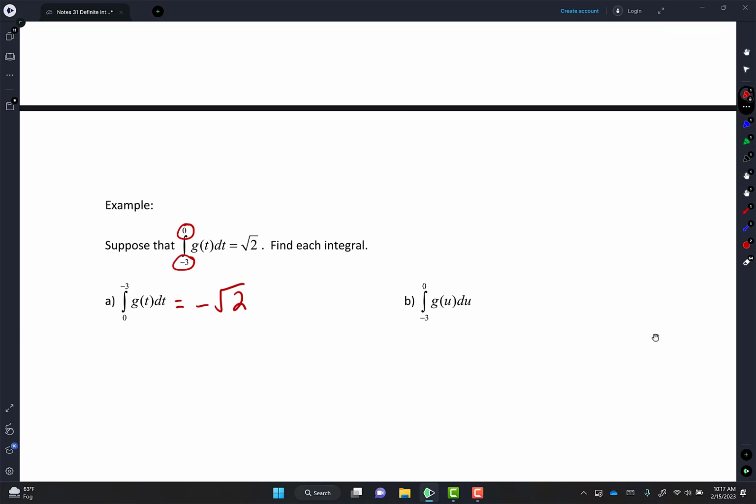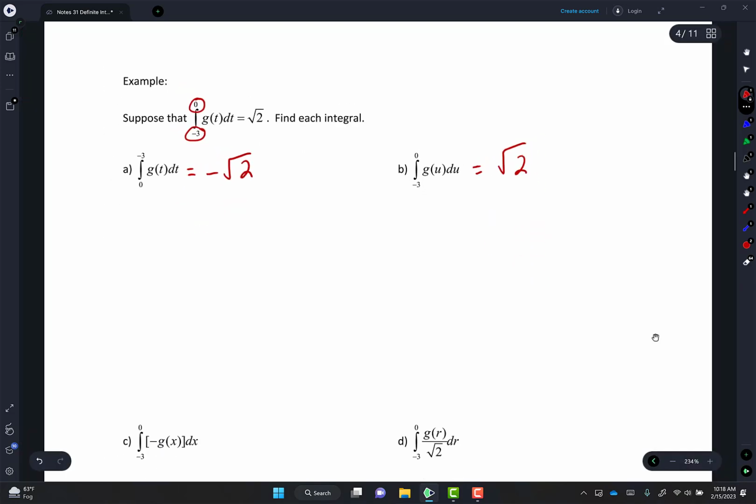Okay. Letter B. Oh, OMG, look, they changed the letter to a U. Does that change the magnitude? No. So this is going to be what? Square root of 2. Nothing changes, guys. It's a dummy variable. It doesn't matter what you call it. Are we still okay?